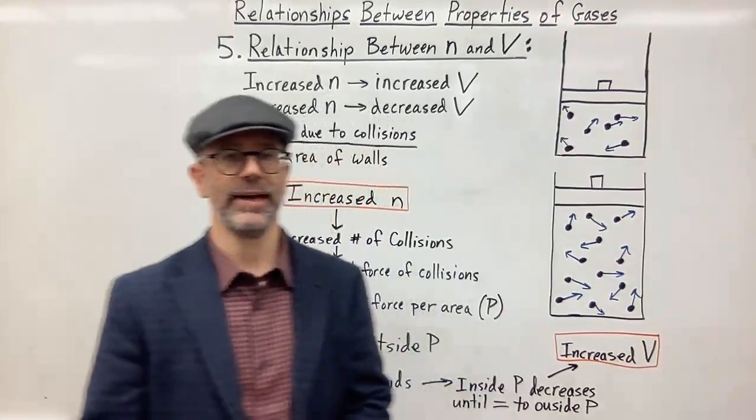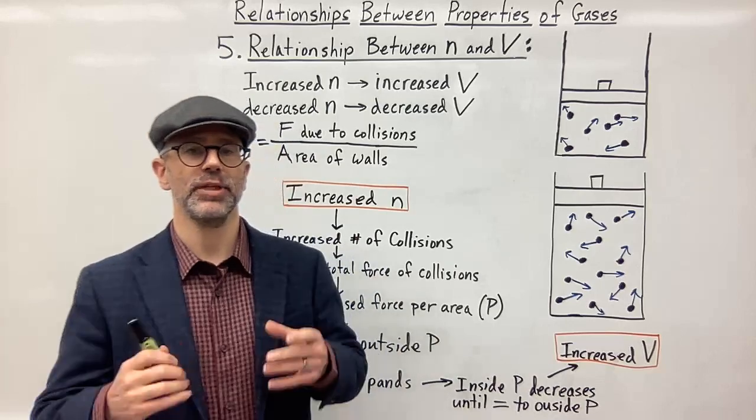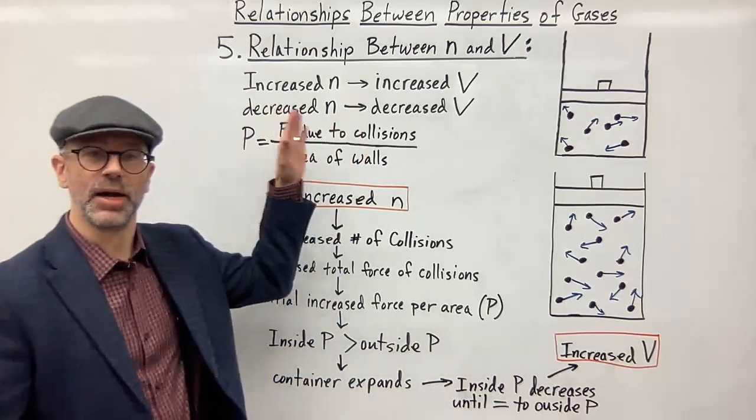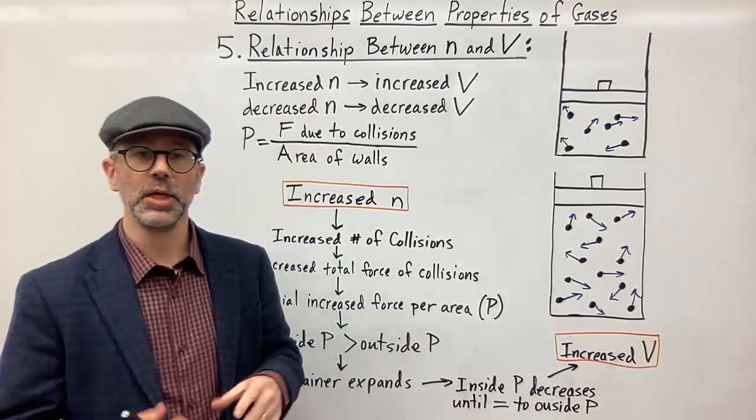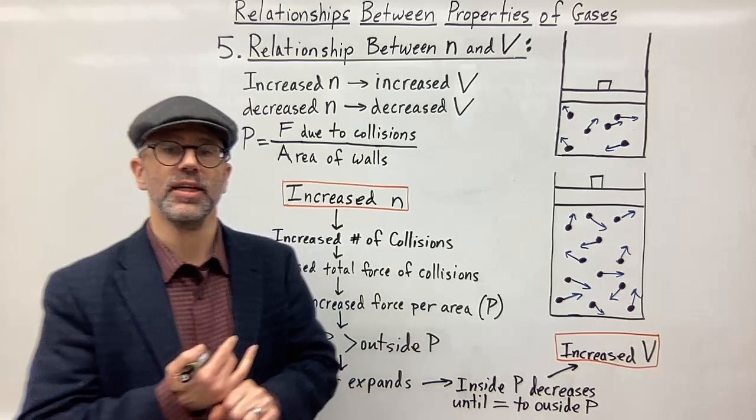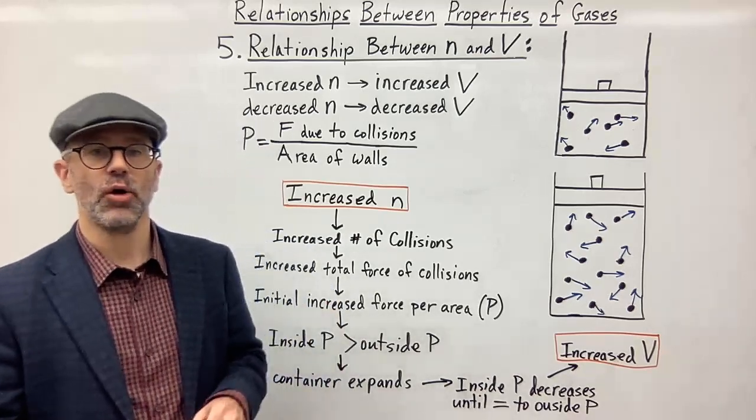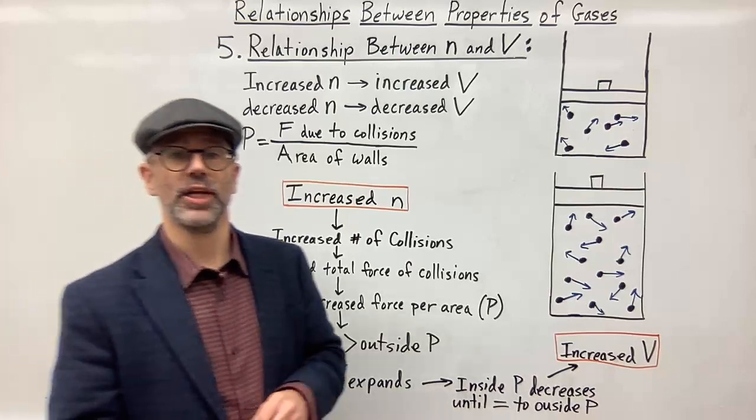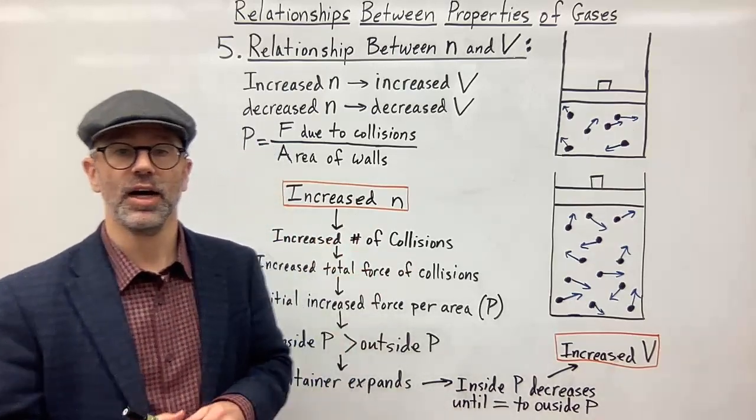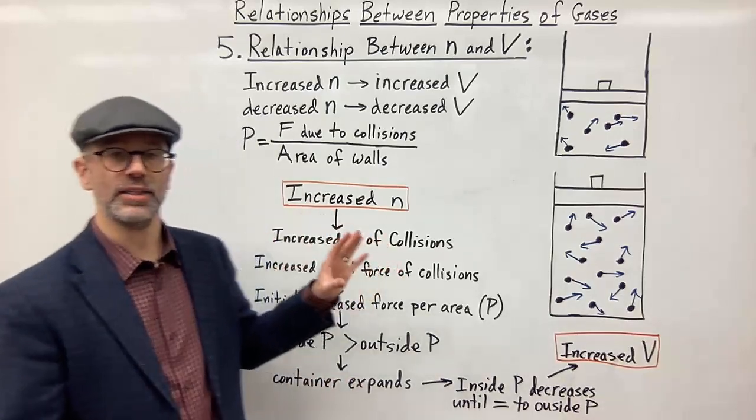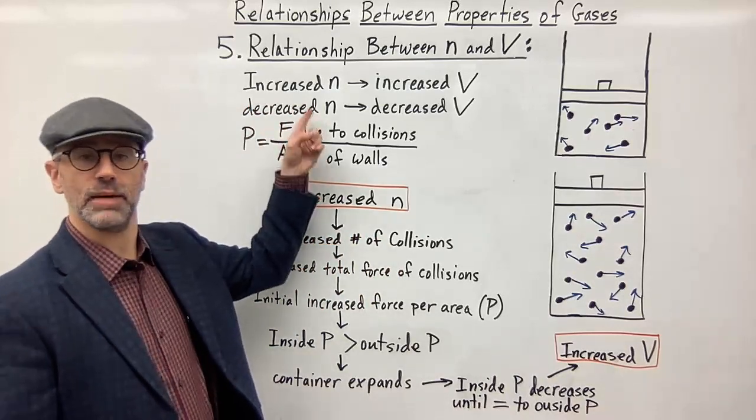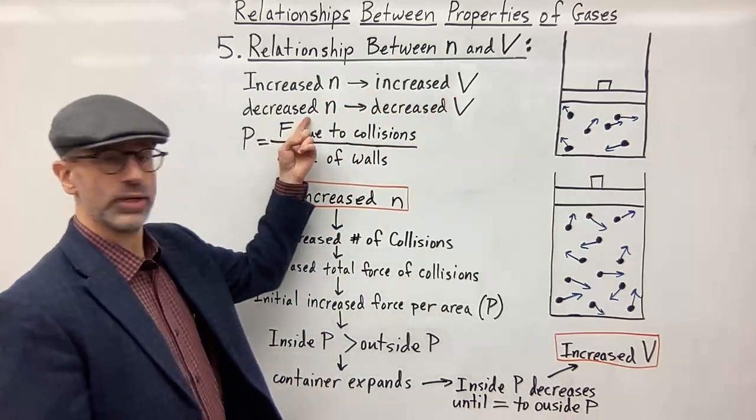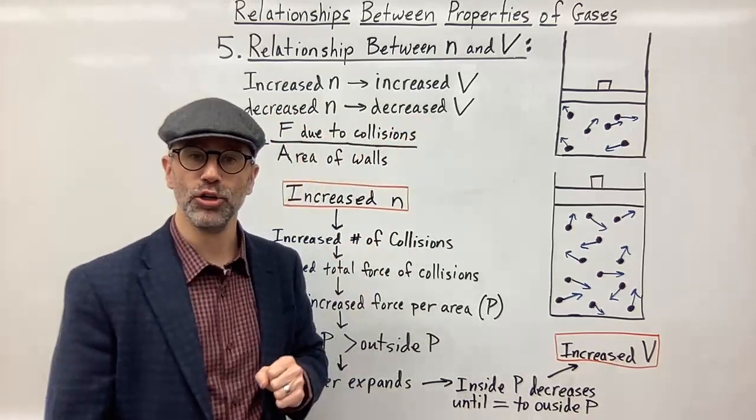Okay, and finally, the last relationship that I'm going to deal with is the relationship between the amount of gas and volume. So when we look at the relationship between the amount of gas N and the volume V, we're keeping the temperature constant, and we're also keeping the pressure constant. So when we keep those constant, we notice that increasing the amount of the gas will lead to an increase in the volume of the gas. If we decrease the amount of gas, then we decrease the volume of the gas as well.